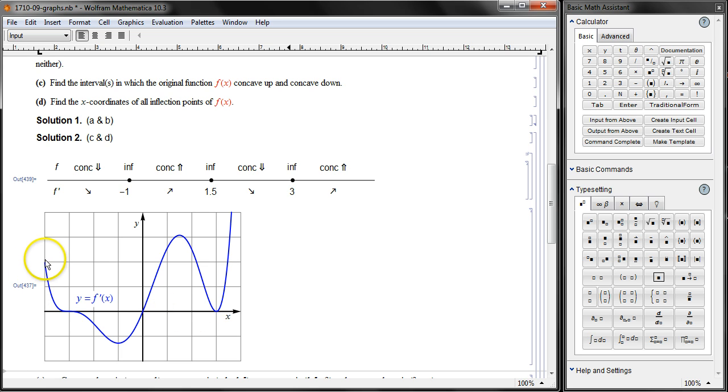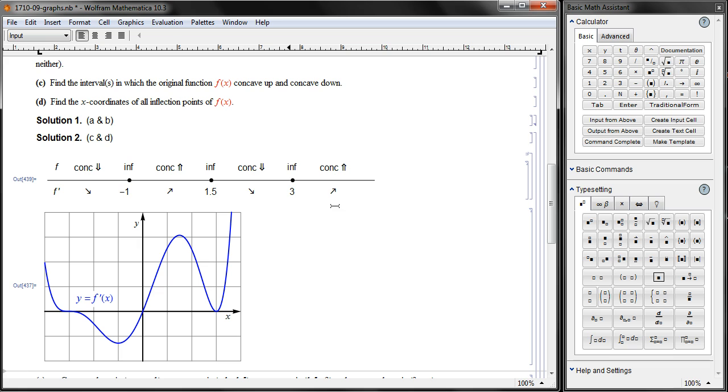And what do we have? From -infinity to -1, the derivative function goes down, decreasing. And from -1 to 1.5 goes up, increasing. And 1.5 to 3, decreasing. And 3 to infinity, increasing. Do you see that? Decreasing, increasing, decreasing, increasing. Down, up, down, up. And the change takes place at local extrema. Minimum, maximum, minimum at those points. -1, 1.5, 3.